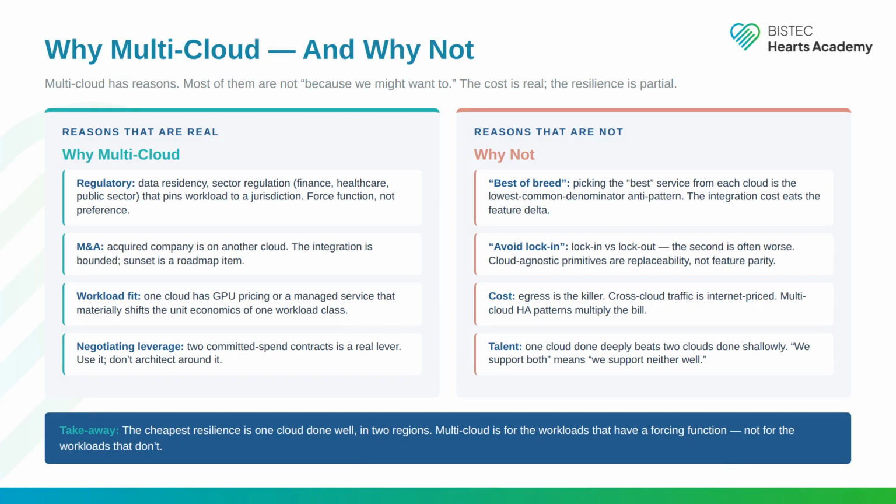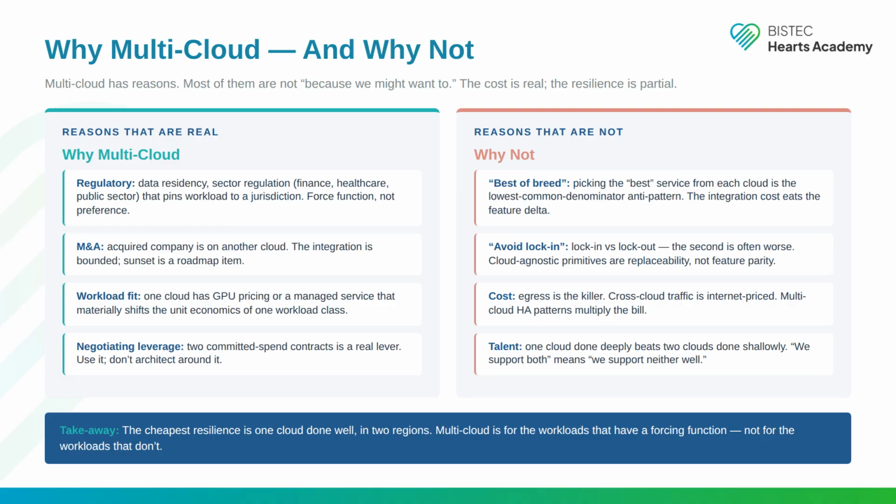Multi-cloud has reasons. Most of them are not because we might want to. The cost is real. The resilience is partial. Reasons that are real. Regulatory. Data residency, sector regulation, finance, healthcare, public sector, that pins workload to a jurisdiction. This is a force function, not a preference. The platform runs in two clouds because the regulator said so, not because the architect thought it would be nice.